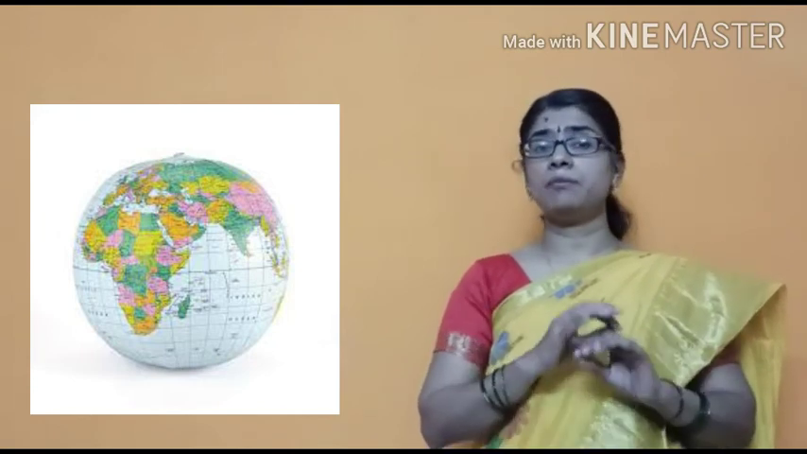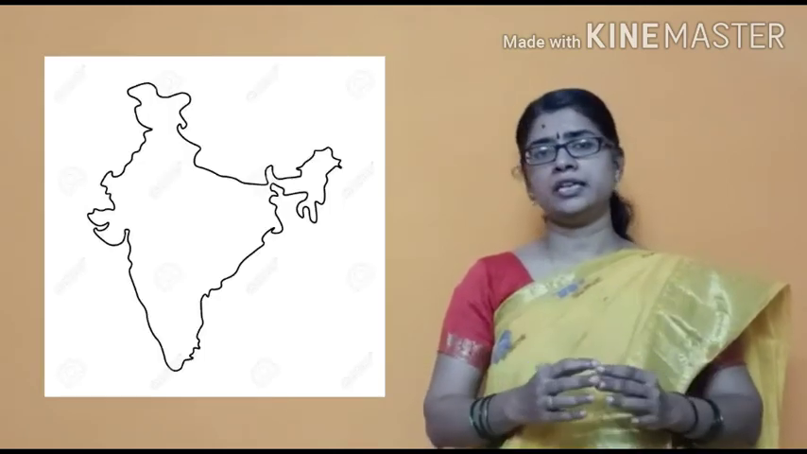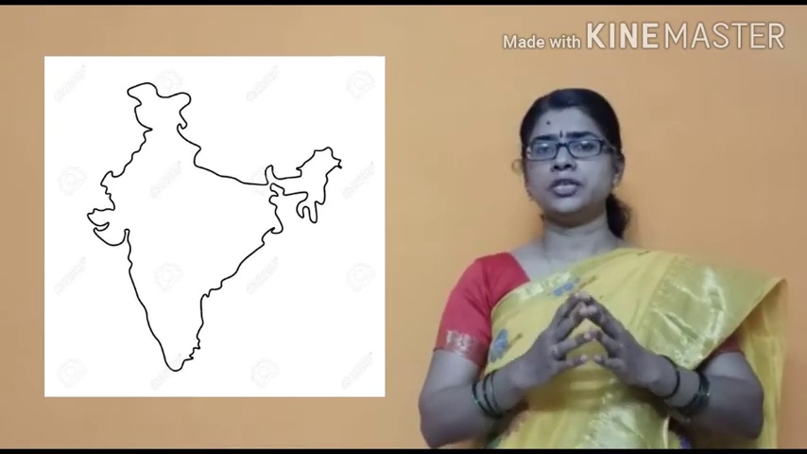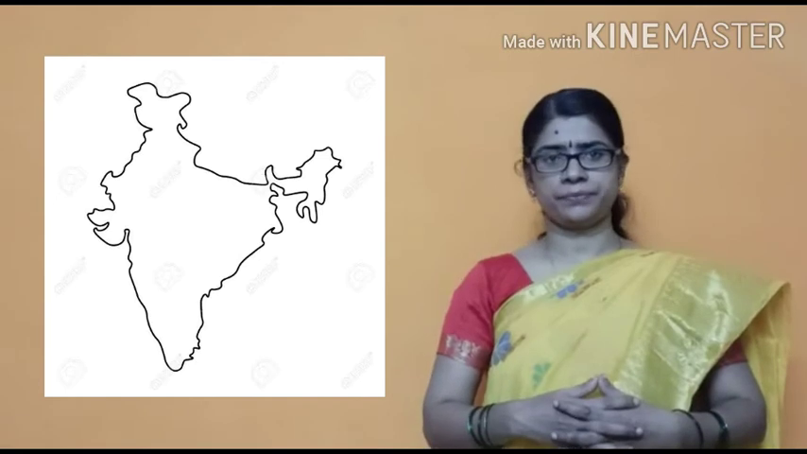Small details cannot be shown on a globe, children. If you want a globe which has more details, even minor details, then the globe becomes very expensive and very big. But a map is more detailed. Small information, more information can be given on a map.